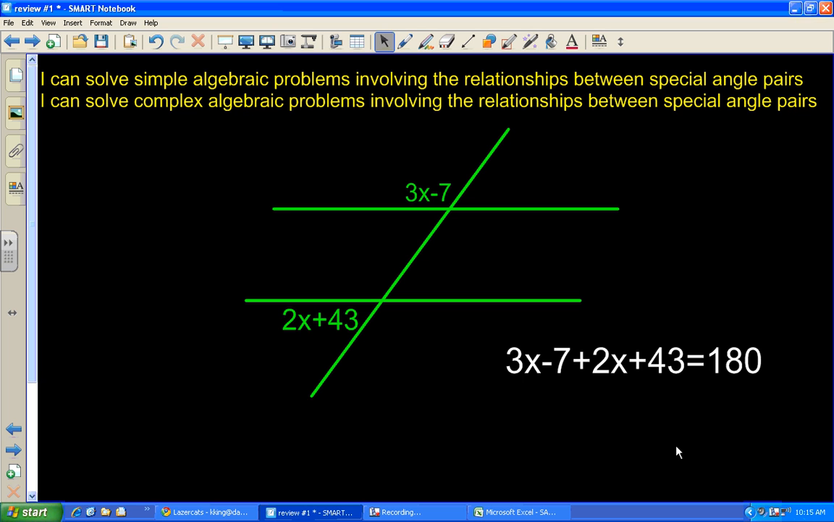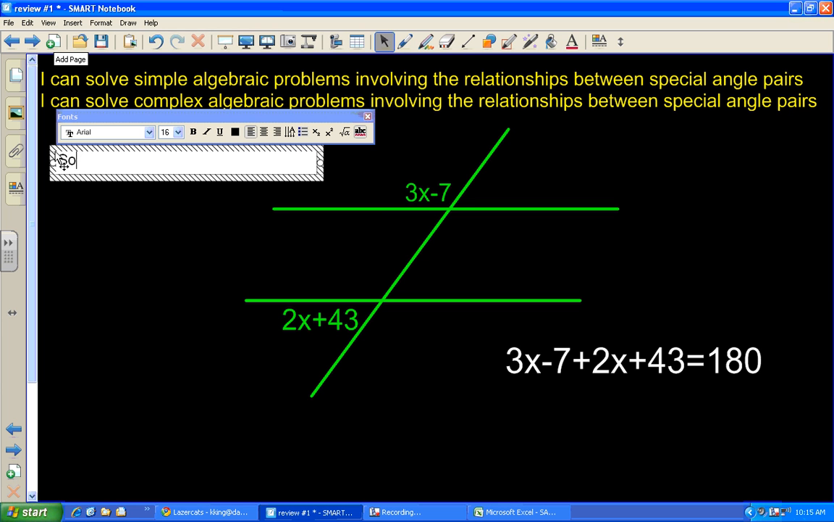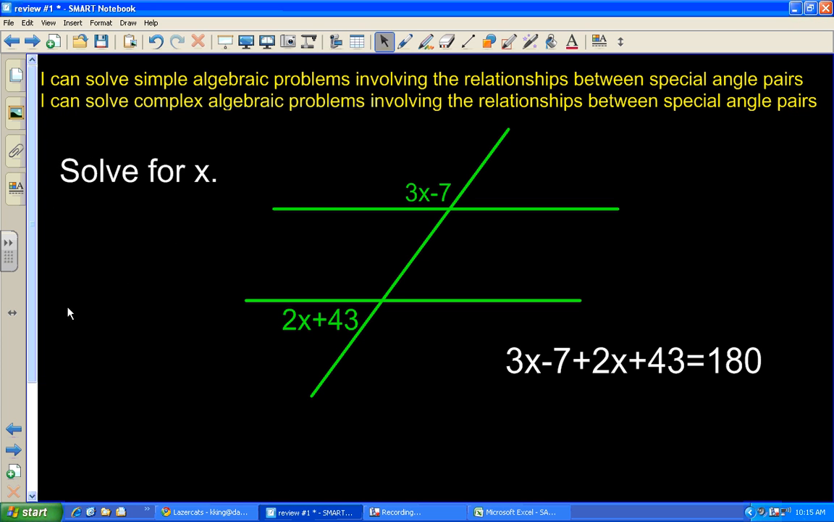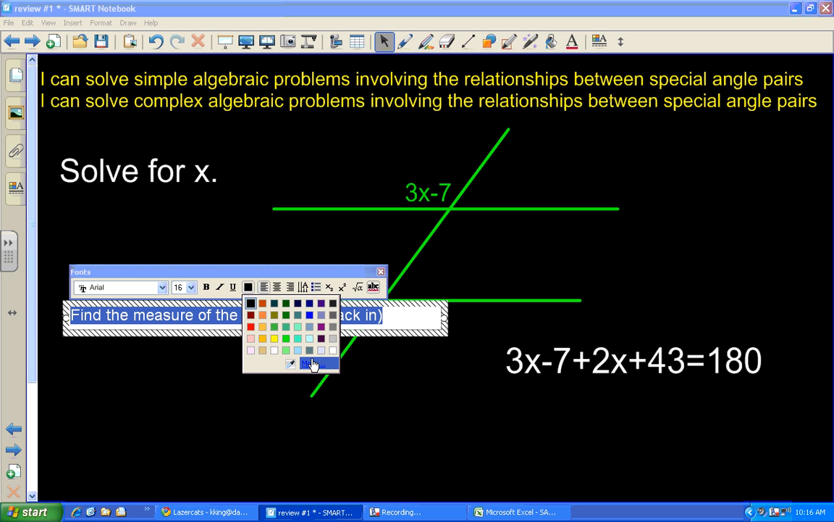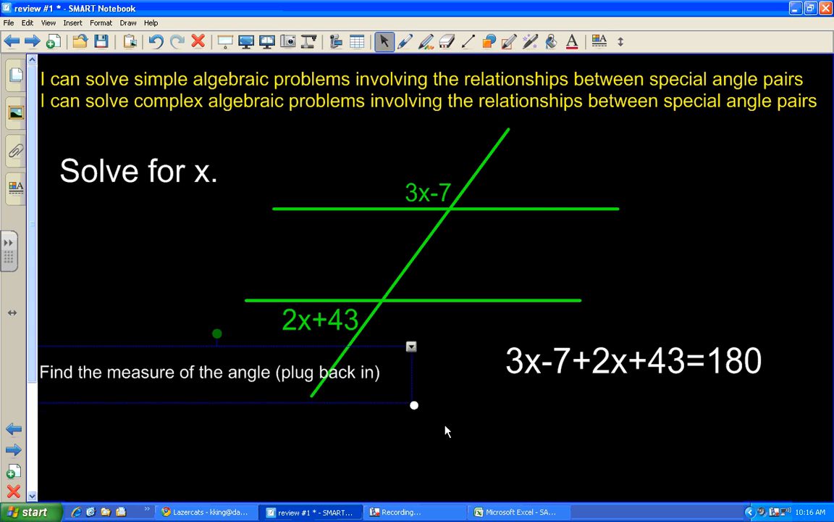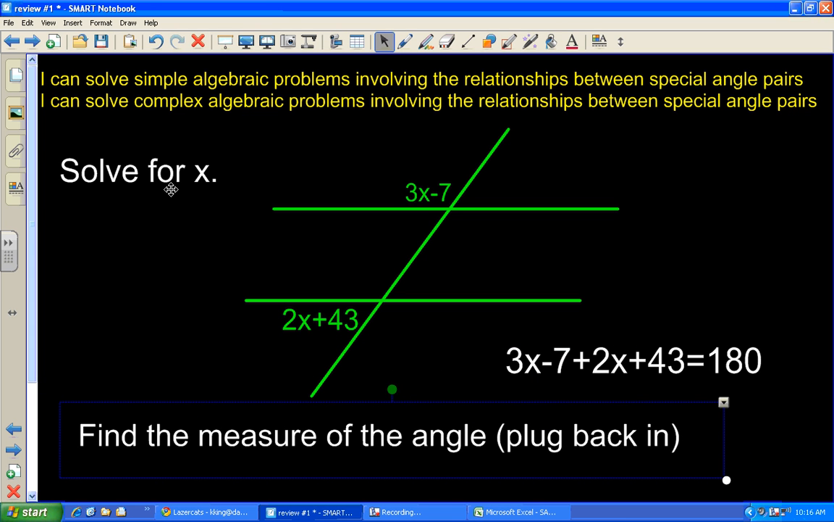The only time you need to plug back in once you find x is if the directions say find the measurement. So the directions could say this. It could say solve for x. And if it says solve for x, then literally solve for x. Don't do anything after that. The one where you have to plug back in will say find the measure of the angle. This is the one where you have to plug back in. If it says as the final thing find a measure of an angle, then you've got to plug it back in. Okay? So, two different directions. They could say solve for x. They could say find the measure of the angle.